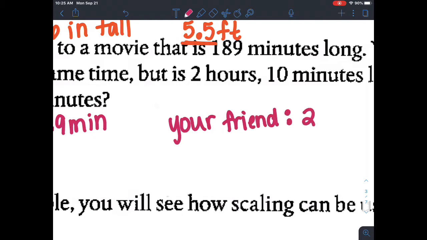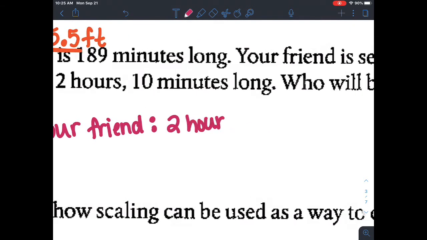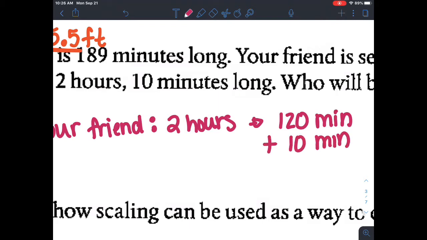their movie is 2 hours, which let's convert to minutes because my movie is in minutes, and I personally think it's a lot easier to go down to minutes than to have a decimal of hours. There's 60 minutes in each hour, so 60 times 2 is 120 minutes, plus the 10 minutes. So my friend's movie is 130 minutes in total.